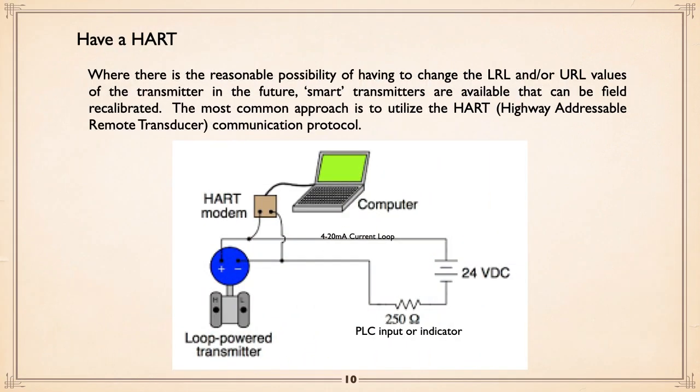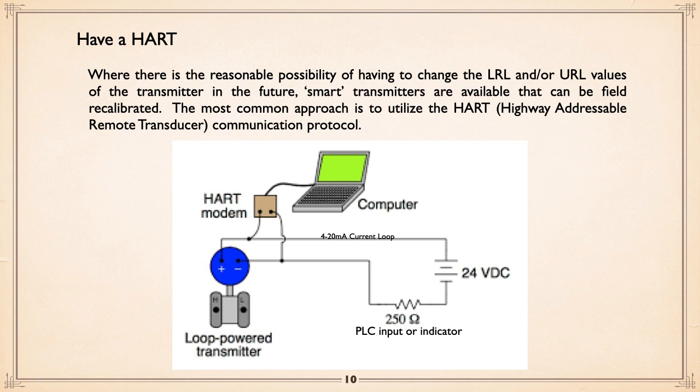You'll hear the expression HART, H-A-R-T, as in "have a heart," where there's a reasonable possibility of having to change the lower range limit and/or upper range limit of a transmitter in the future. Smart transmitters are available that can be field recalibrated. The most common approach is to utilize the HART, Highway Addressable Remote Transducer, communication protocol. And how that works is, let's say here's your transmitter. It doesn't have to be a loop powered transmitter. This one has been labeled such, but it can be externally powered.